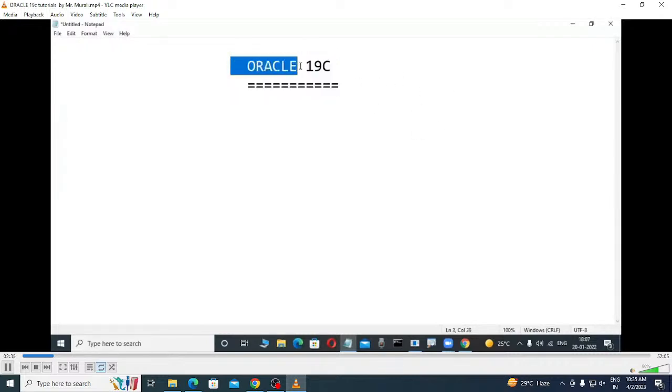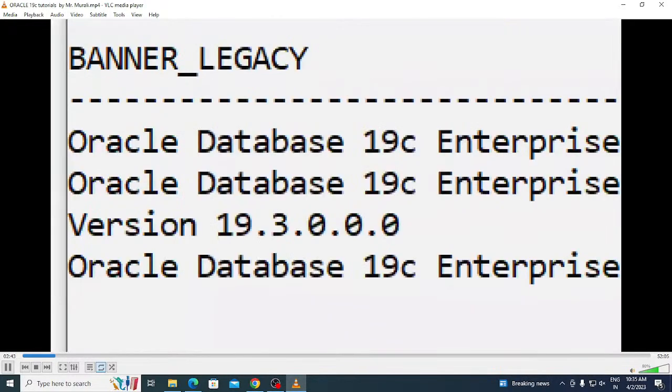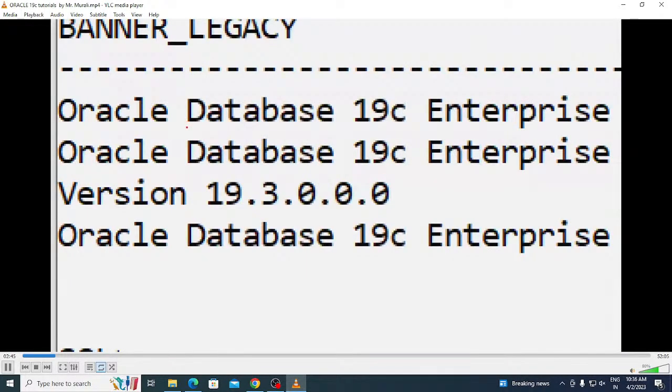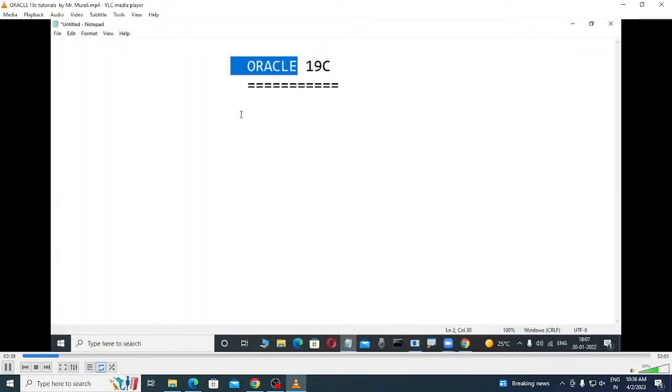But what is this Oracle? Slowly observe here. Oracle is a product from Oracle Corporation. But this is a database product. Oracle is a database product. So many people have an idea. Oracle is a database product. Okay, fine. And now check it out.